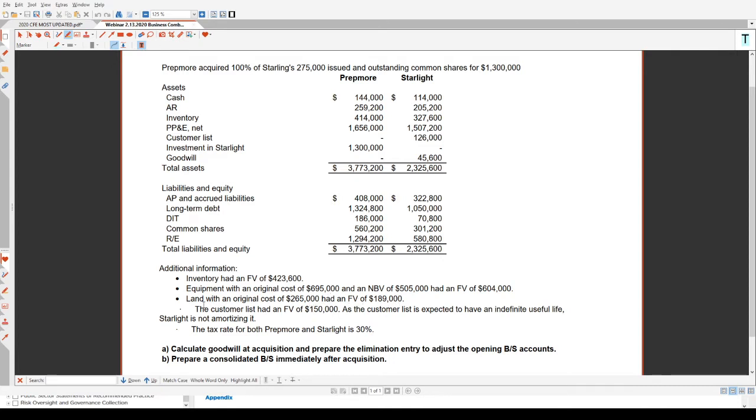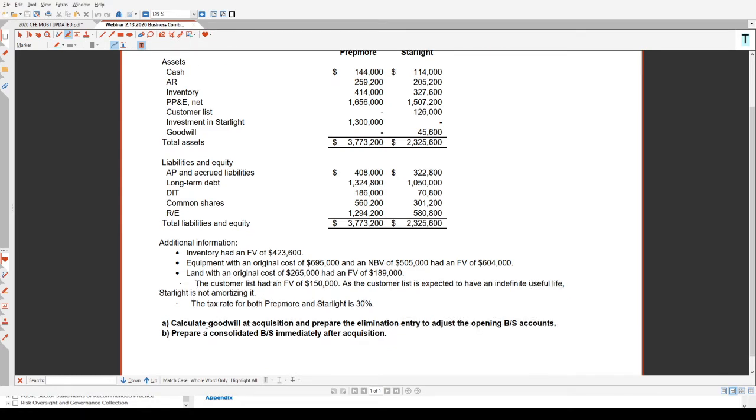All of this information is very similar to what you would get in a case where you would try to solve the assessment opportunity, which is why we're working through these mechanics here. The customer list had a fair value of 150,000. As the customer list is expected to have an indefinite useful life, Starlight is not amortizing it. The tax rate for Prepmore and Starlight is 30%.